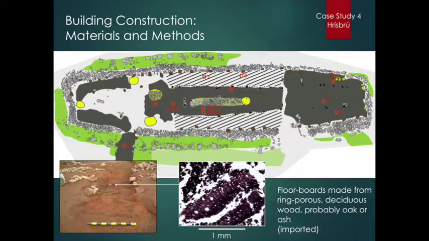So we know that they used imported timber to floor their floorboards, to construct wooden floors in the entrance, and probably in this western part of the house, where you can see that there's no accumulation of floor. So the black layer is where there's floor accumulation, but there's no floor visible here. It's probably because it was floorboarded.